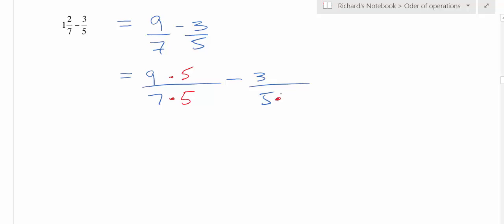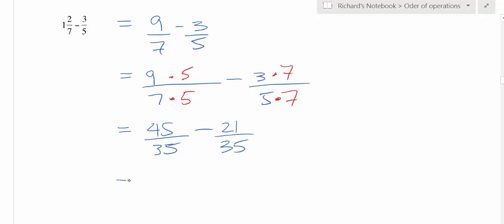Now, the second fraction, 3/5, I'm going to take the 5 multiplied by 7. I'm going to do the same thing to the numerator. So now I haven't actually changed the value of either fraction. I've just done a slight modification. Well, what is this result? This means I've got 9 times 5 is 45 over 35 minus 3 times 7 is 21 over 35.